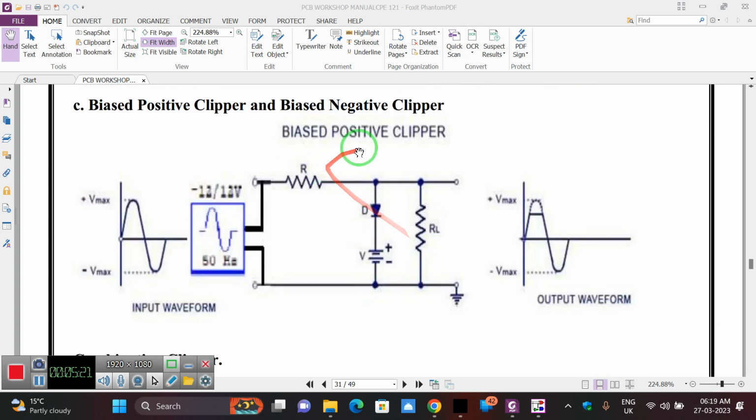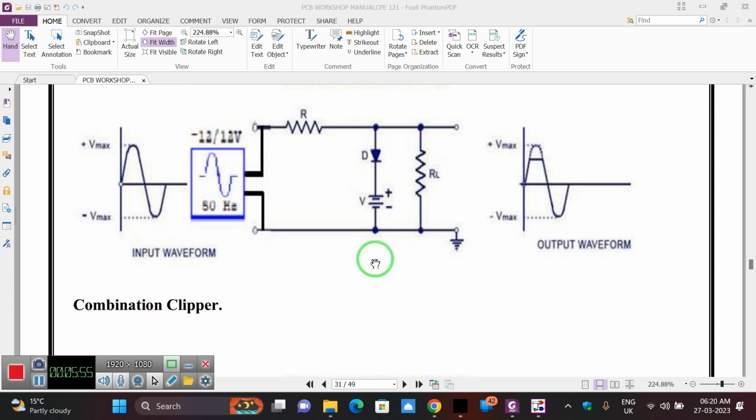Same if you go for the positive clipper, then on the positive side you have to clip some of the voltage. In the same fashion, the diode is in this orientation and the battery is reversed here. Now the same rule: if you give the battery less than the input signal voltage, then whatever the battery voltage is, that much will be available. The remaining portion is clipped off, means removed, it is deleted. So this is the biased positive clipper, means we are putting some bias, some voltage we are adding, we can say. That's why it is called biased.